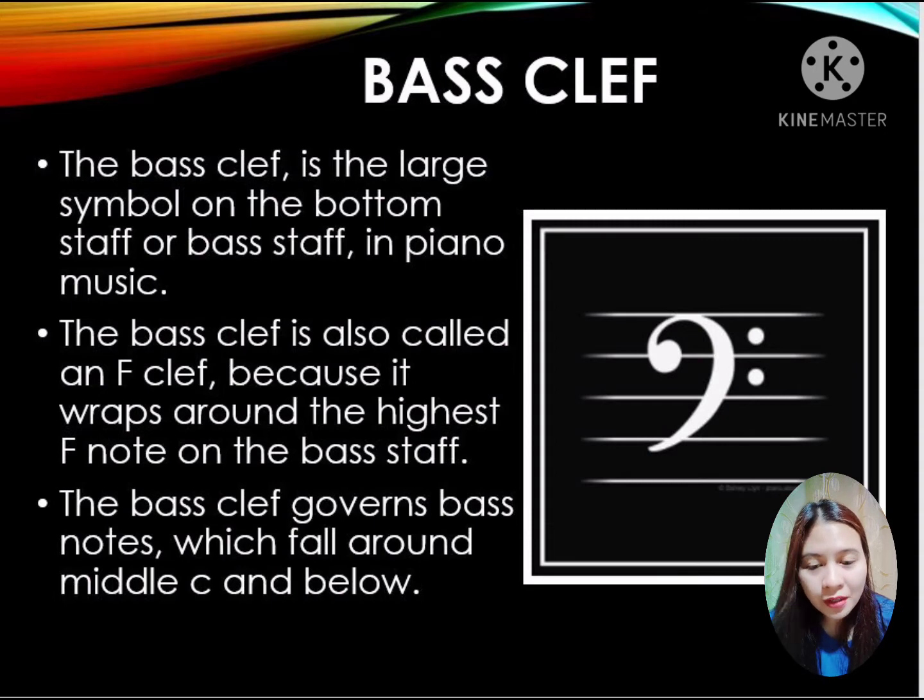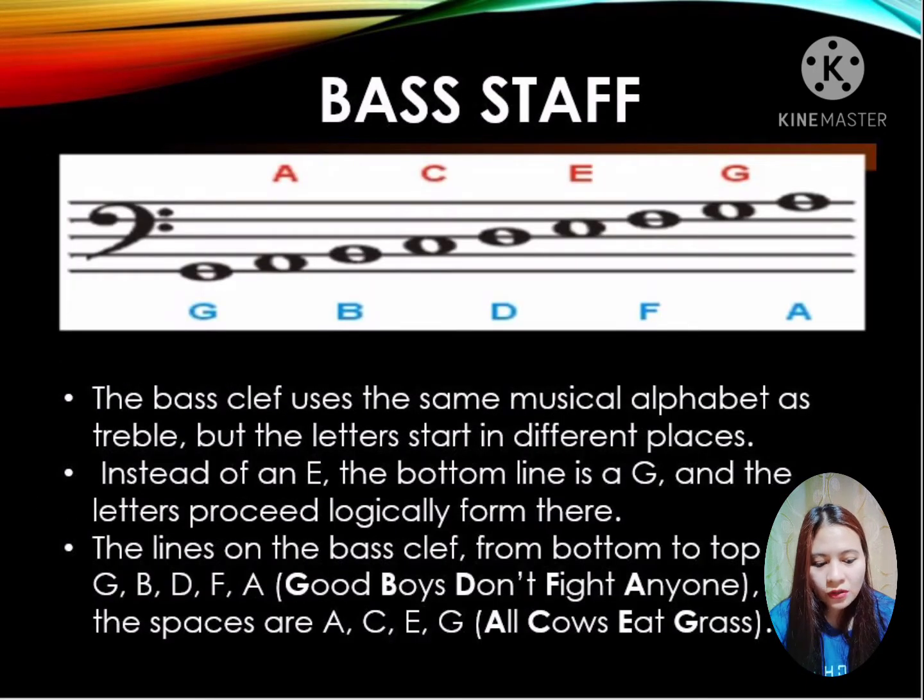Bass clefs can be found in the bass staff. This is the arrangement of the notes in the bass staff. The bass clef uses the same musical alphabet as treble, but the letters start in different places. Instead of an E, the bottom line is a G, and the letters proceed logically from there. The lines on the bass clef from bottom to top are G, B, D, F, A, or good boys don't fight anyone, and the spaces are A, C, E, G, or all cows eat grass.